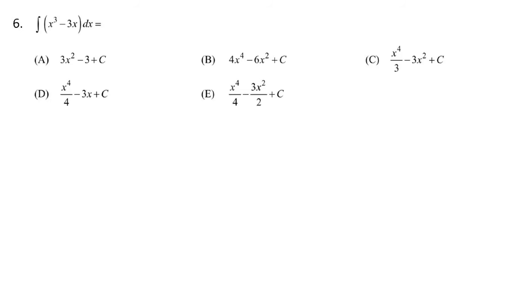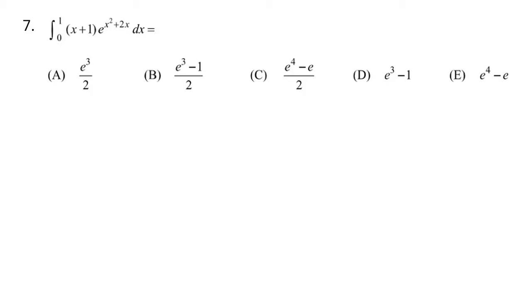All right, number 6, yay. Have an easy problem for a change. We're going to be integrating here. So if I integrate this awesome little problem here, and we all hope to always get this, it's going to be x to the 4th over 4 minus 3x squared over 2 plus c. And that looks like it's going to be answer choice E.